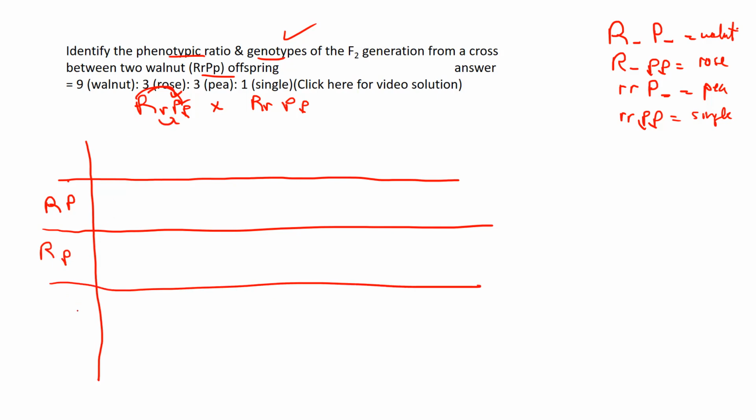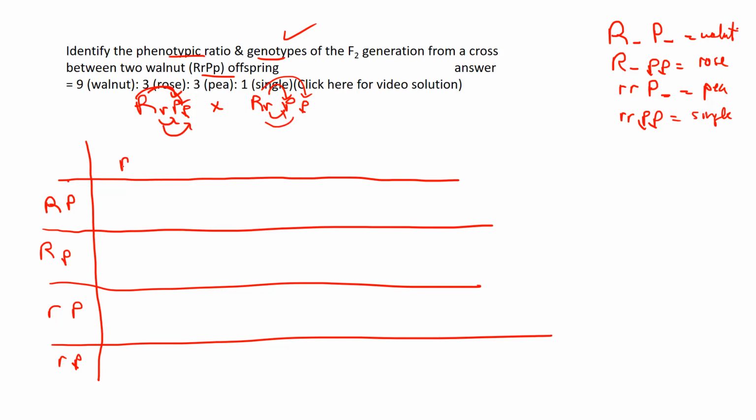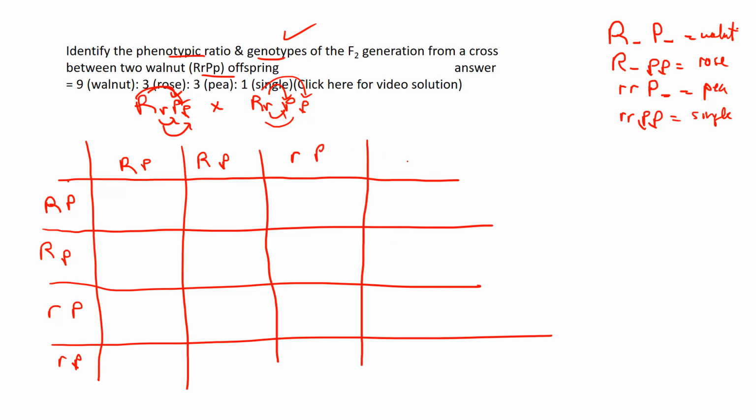And little r, big P, and then a little r, little p. And then you do the exact same thing with the other parent, but it's going to be the same here. Okay, and I'll try to make this quick, but I do want to work this out for those that need it.